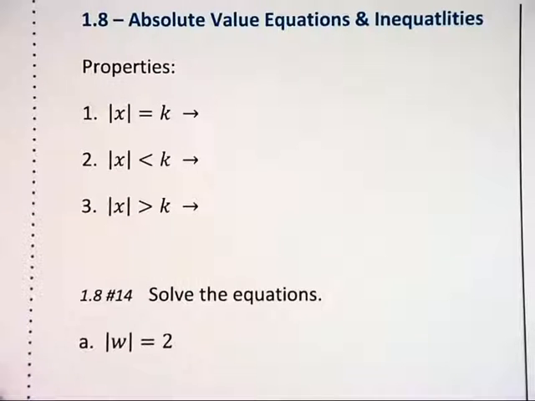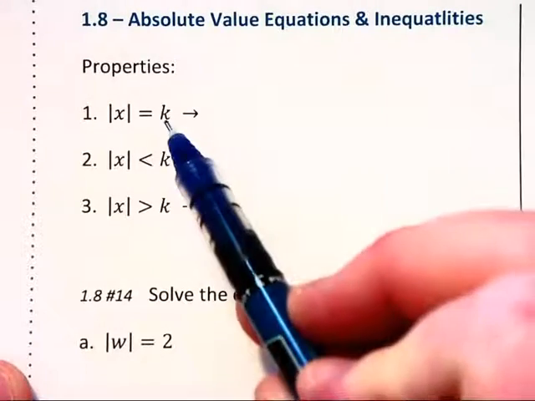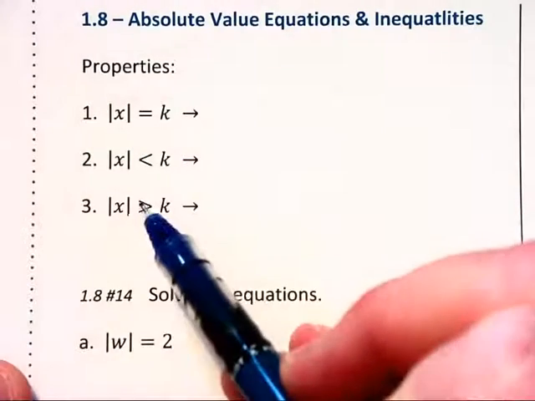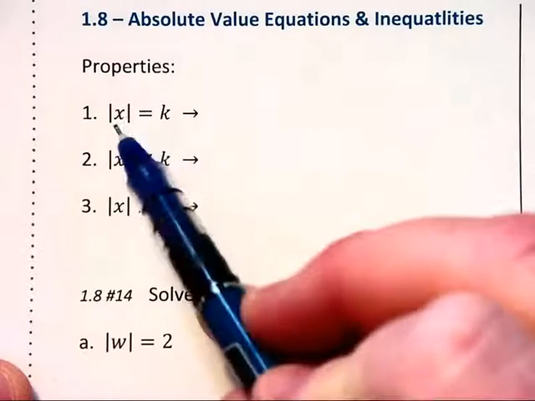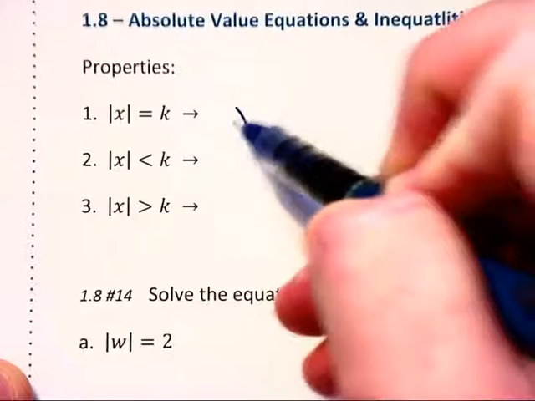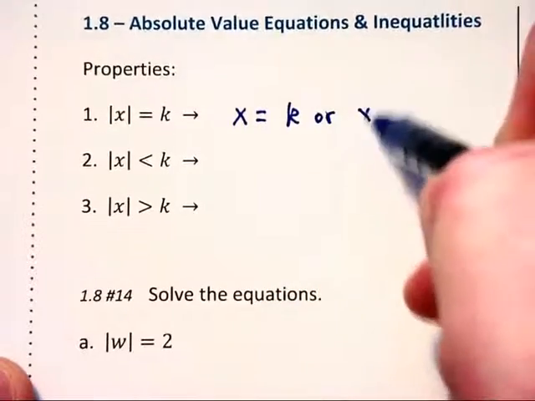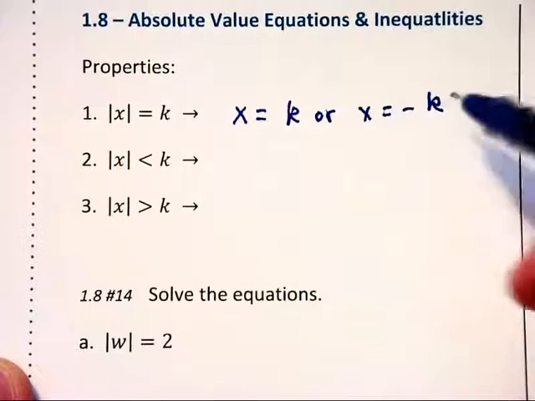It is important that you really learn these first three absolute value properties because basically they're going to tell you how to remove the absolute values. Anytime you have the absolute value of x equal to k, this can be rewritten as x is equal to k or x is equal to negative k.